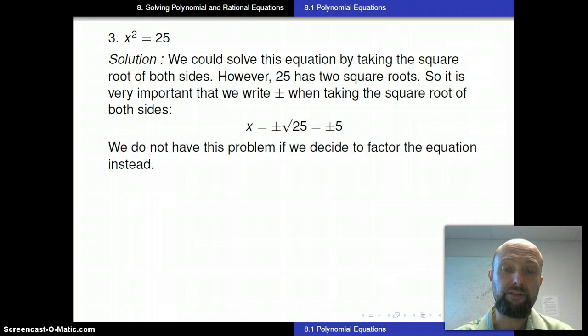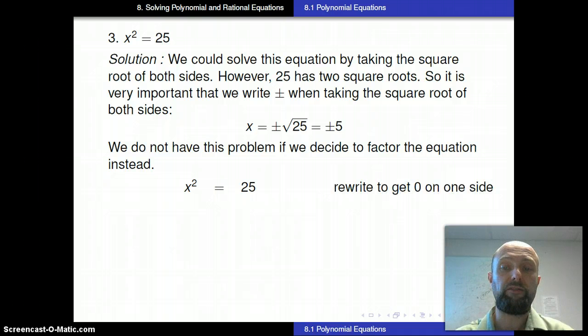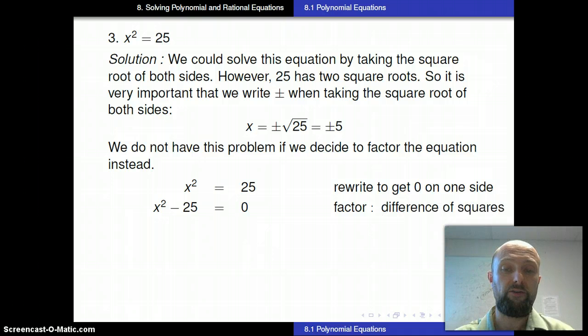We do not have this problem if we decide to factor the equation instead. X squared is 25. We have to rewrite to get a 0 on one side. We get x squared minus 25 is 0. Now we factor. We can use the difference of squares since 25 is 5 squared. So we can factor this as x minus 5 times x plus 5.